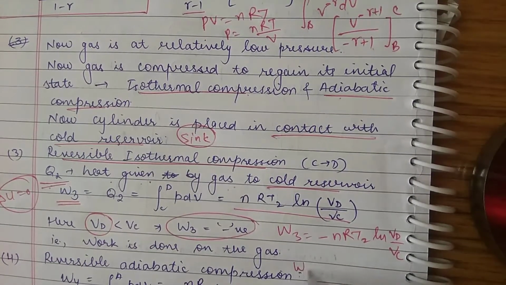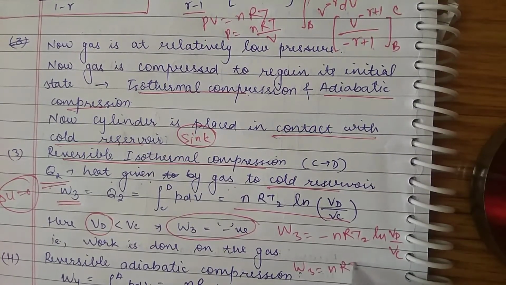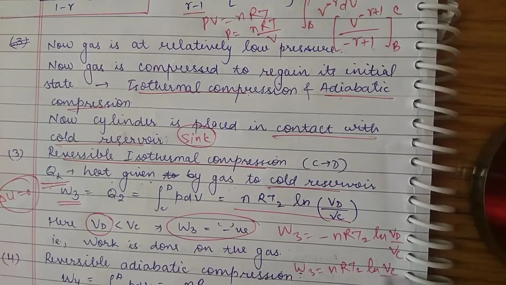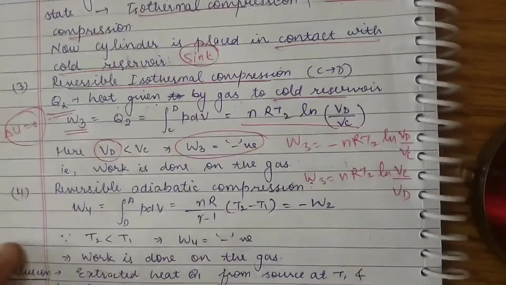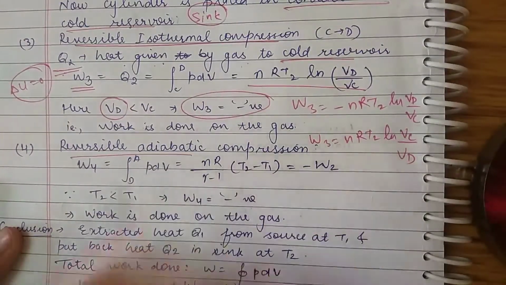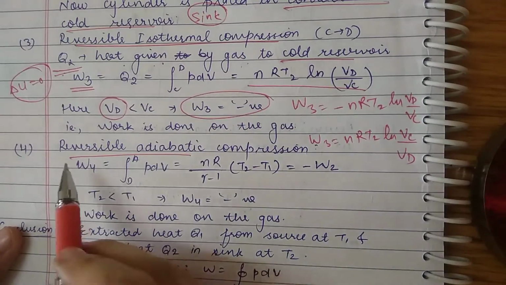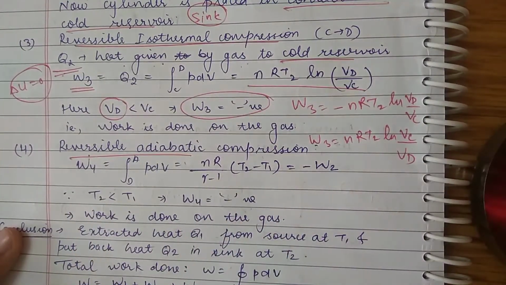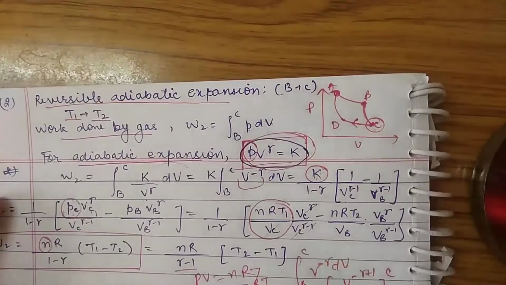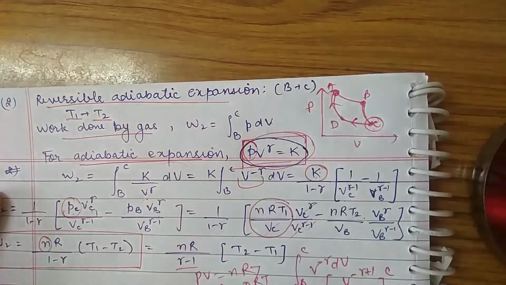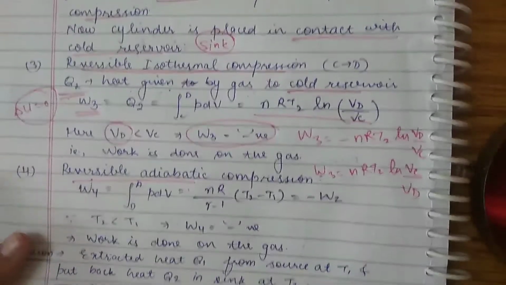We can write it as W3 equal to nRT2 log Vc by Vd. Now the fourth process will be reversible adiabatic compression. The fourth process is shown here, D to A. This is the reversible adiabatic compression.